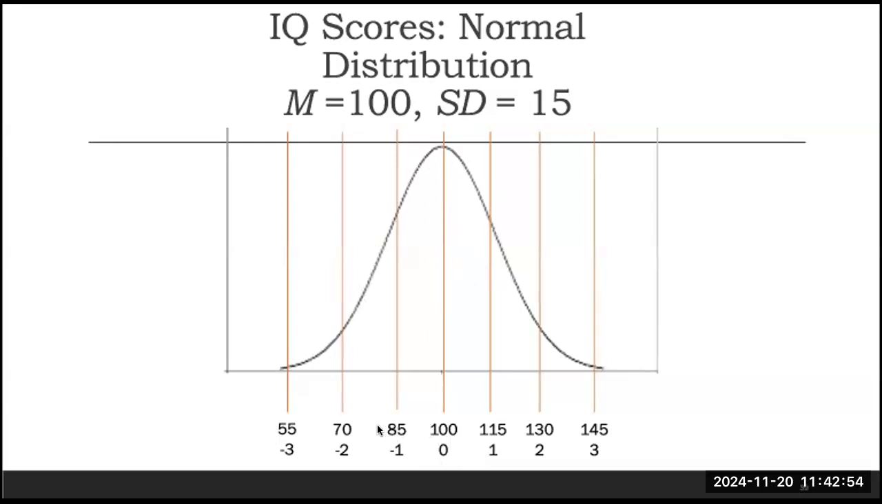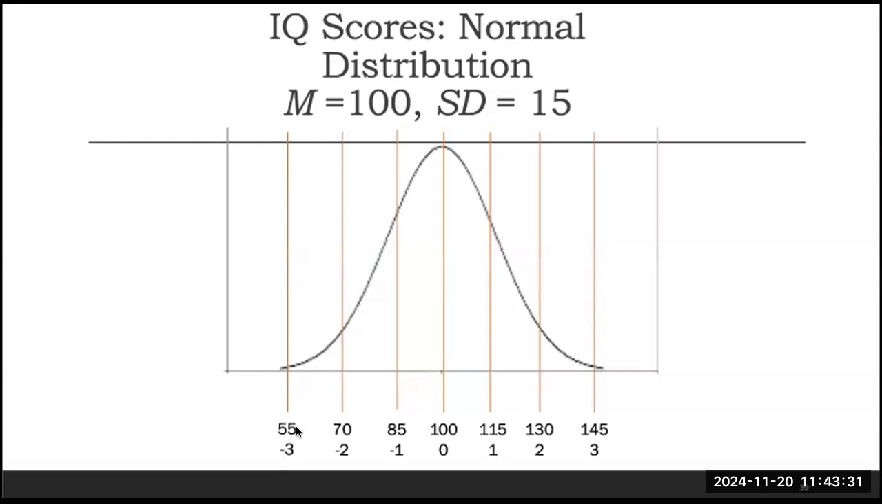Then we subtract 15, and that's 1 standard deviation below the mean, and that's 85. Subtract 2 standard deviations from the mean, and that's 70. Subtract 3 standard deviations from the mean, and that's 55. So now 3 standard deviations below the mean of 100 is an IQ of 55. 2 standard deviations below the mean of 100 is 70, and then 1 standard deviation below the mean of 100 is 85. So now let's go the other way. Let's add 15.